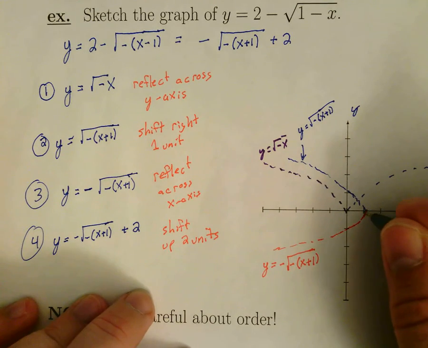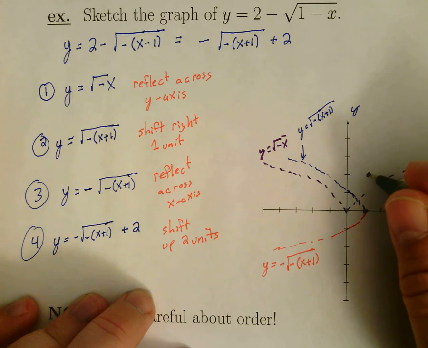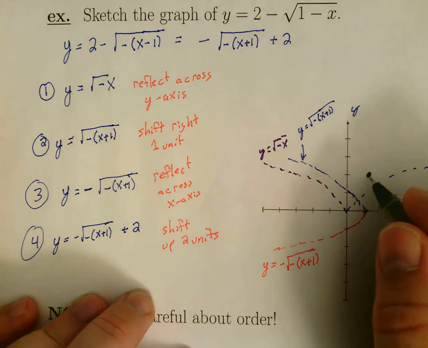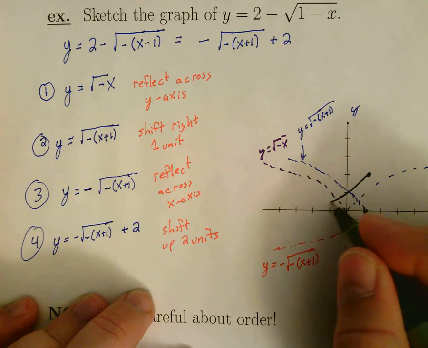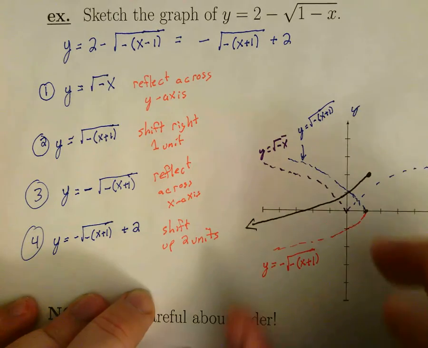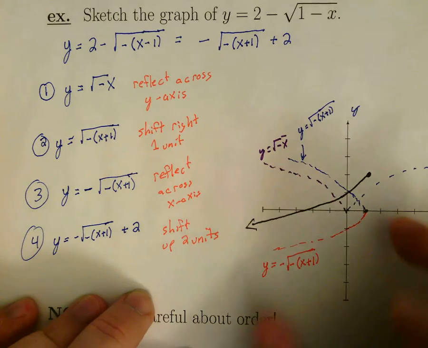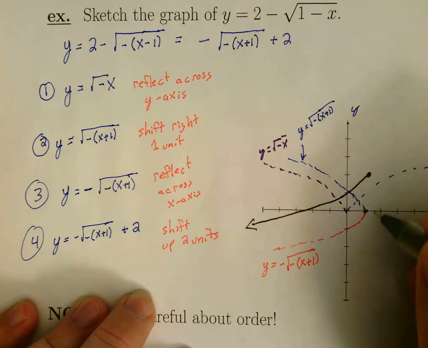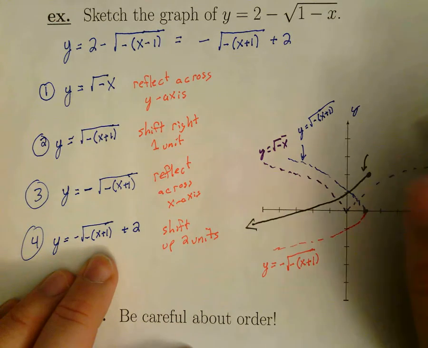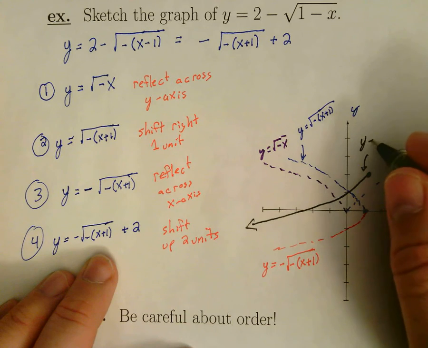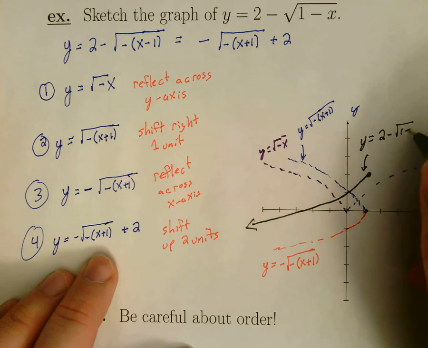So I'm going to take this point here. I'm going to shift it up 2 units. 1, 2. Okay. So I'm just literally shifting up. There. So just take this red piece and I just shift it up. So the black is actually the correct answer. Now the one thing you want to note here is that this is going through the point 1, 2. So this little graph here is going to be the actual function: y is equal to 2 minus the square root of 1 minus x.